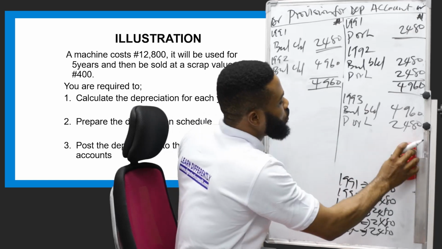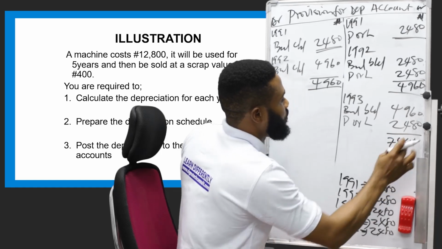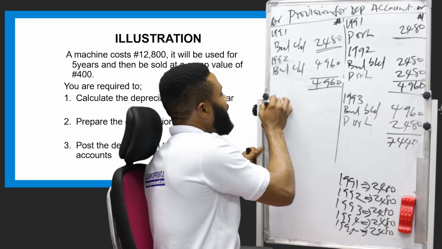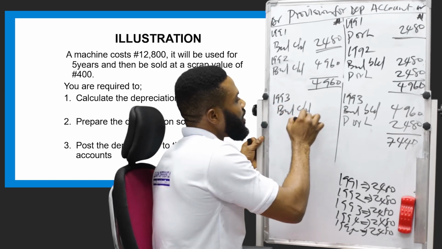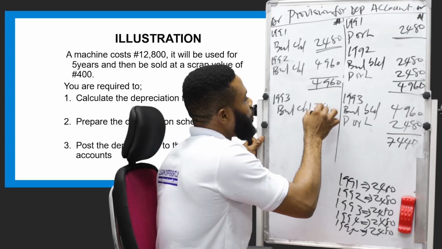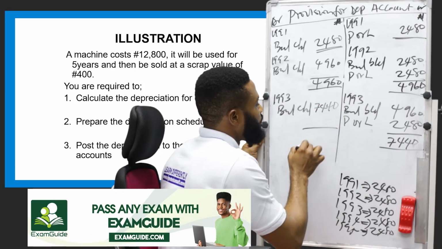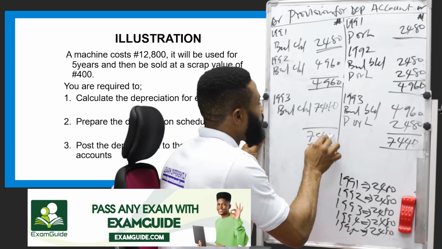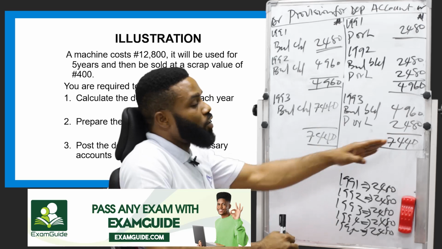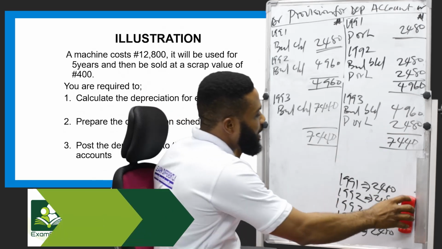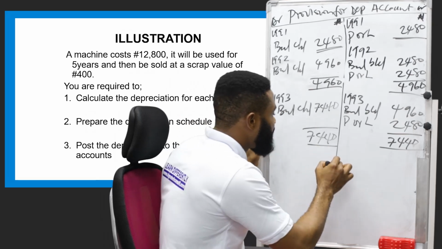You are going to have 7440. And then your 1993 balance carried down is 7440. So you have your 7440 here. This is your 7440. And then you do it until you get to the 5th year.